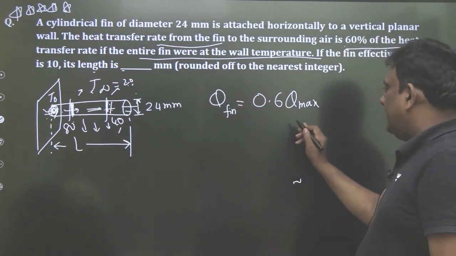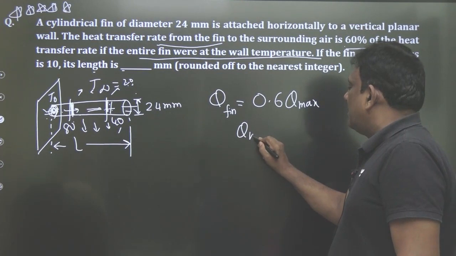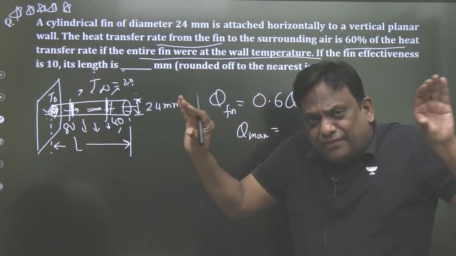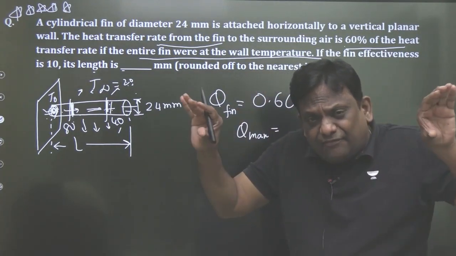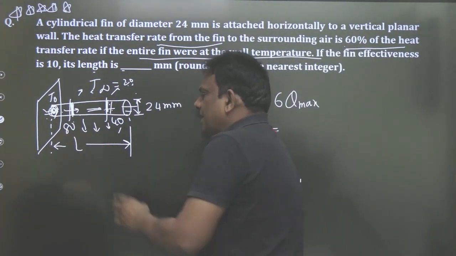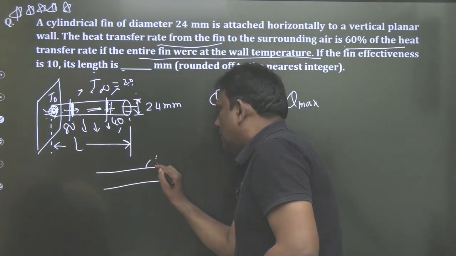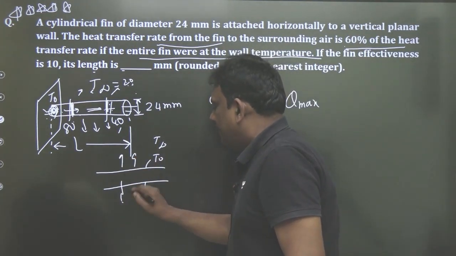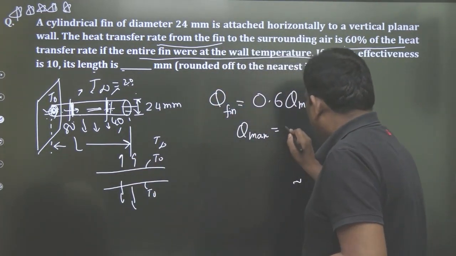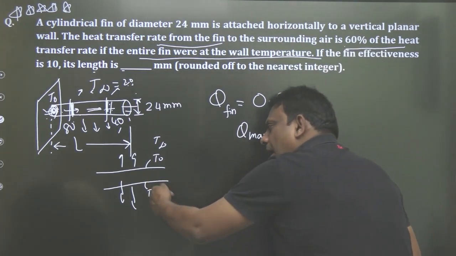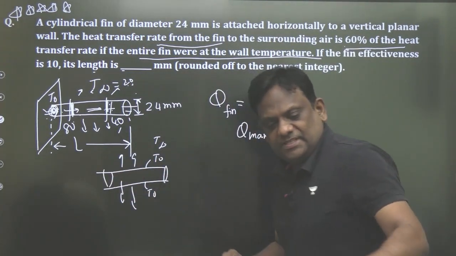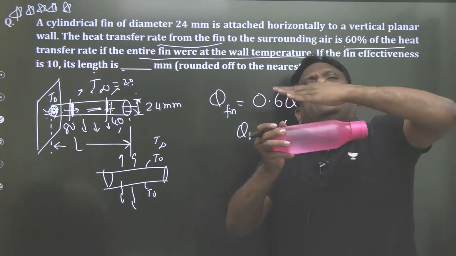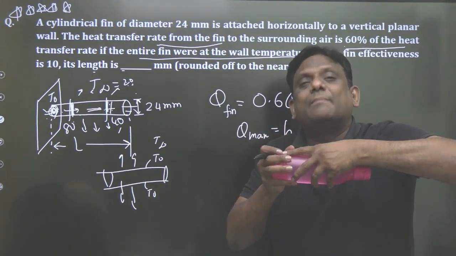So heat transfer from fin is 0.6 times the maximum. So what will be the maximum heat transfer, sir? When the entire fin is at the base temperature, everywhere the fin temperature is T naught, and the ambient is this. So what is the heat transfer? By convection, h A delta T. What is that area? Pi d, from here it is convected. From the base it is entering, and from the surface it is convected. So the entire fin is assumed to be at the base temperature. So that is the maximum heat transfer.